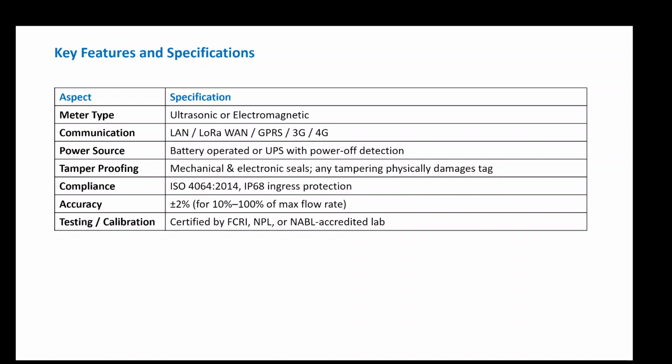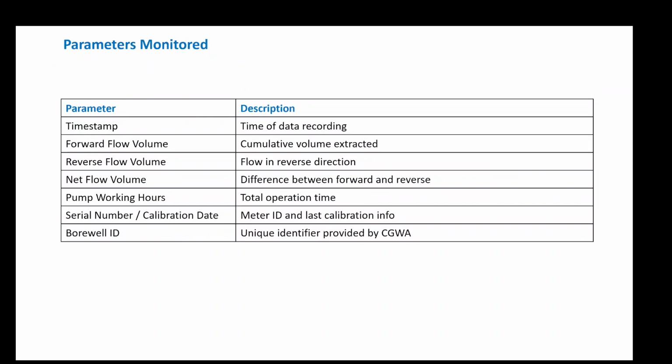Compliance means ISO 4064-2014 and IP68 ingress protection, right? It should protect the instrument from dust and water. Accuracy is plus or minus 2% for 10 to 100% of maximum flow rate. Testing and calibration should be certified by FCRI, NPL or a NABL accredited lab.